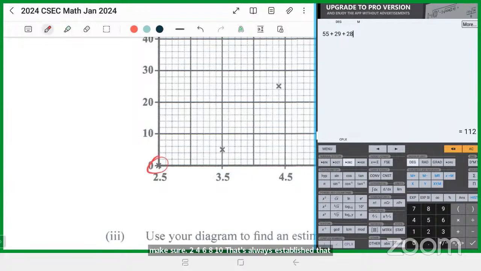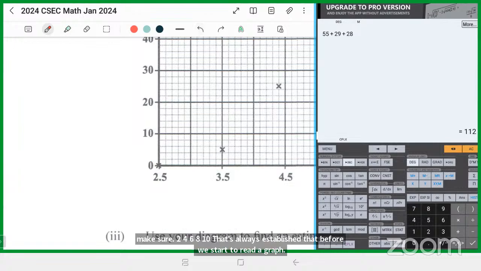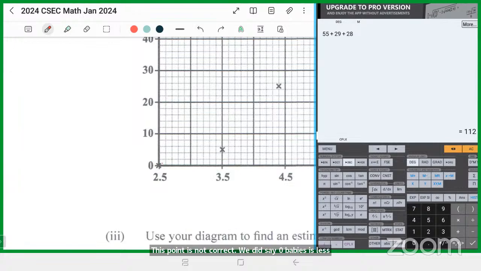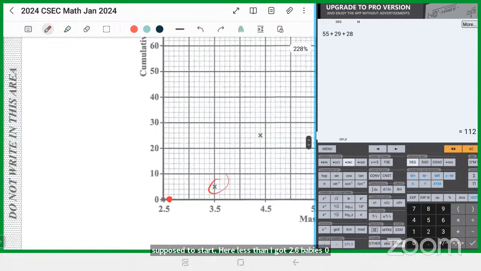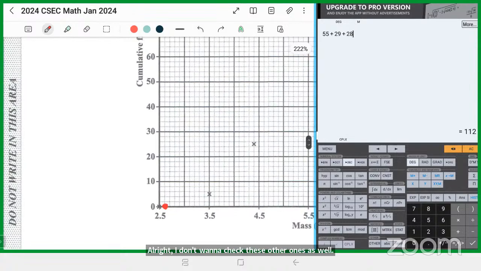This point is not correct. We did say 0 babies is less than or equal to 2.6. So this point really should have been here. This is not a correct point. That's where it's supposed to start. Here, less than or equal to 2.6 babies, 0. All right. And then we want to check these other ones as well. 3.5, less than or equal to 3.5.